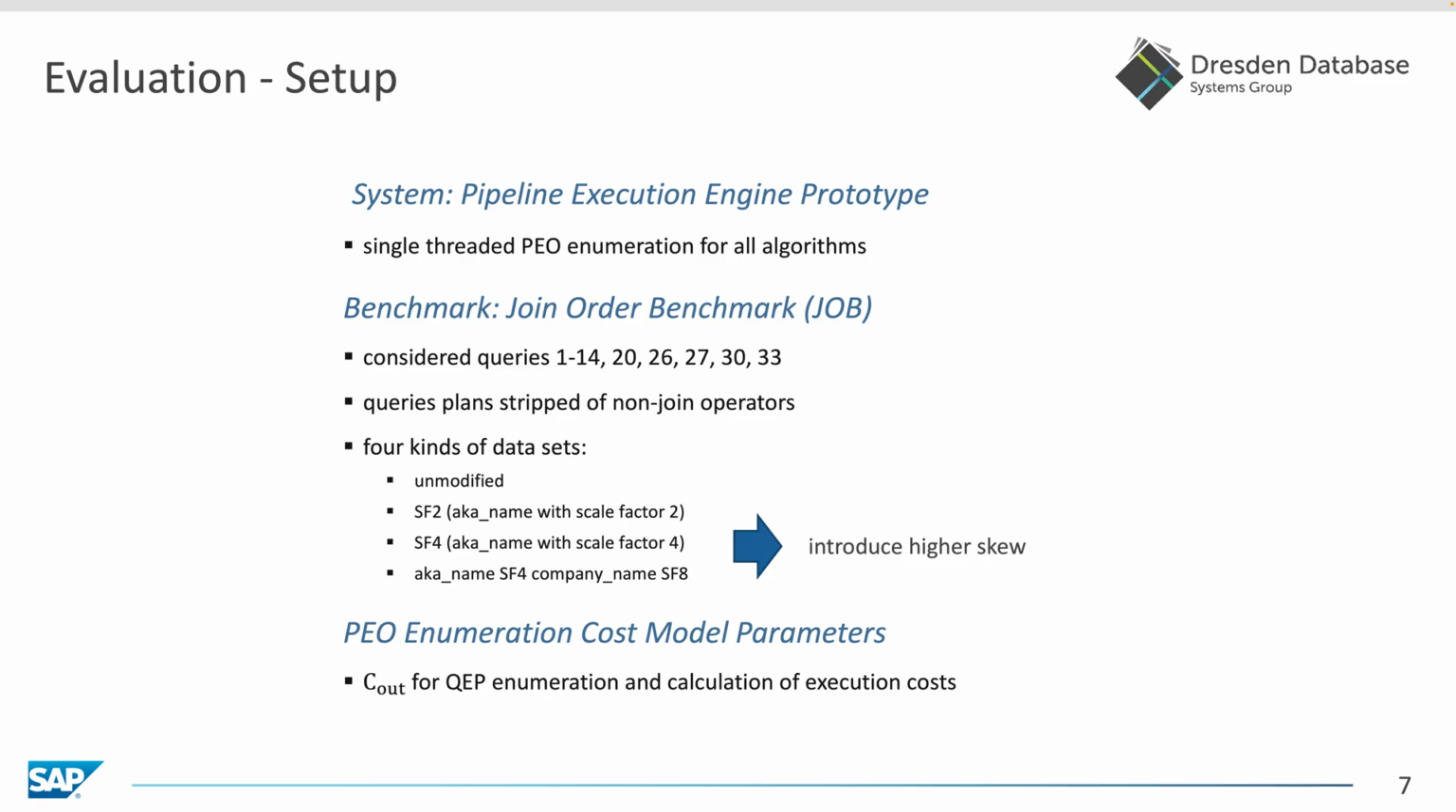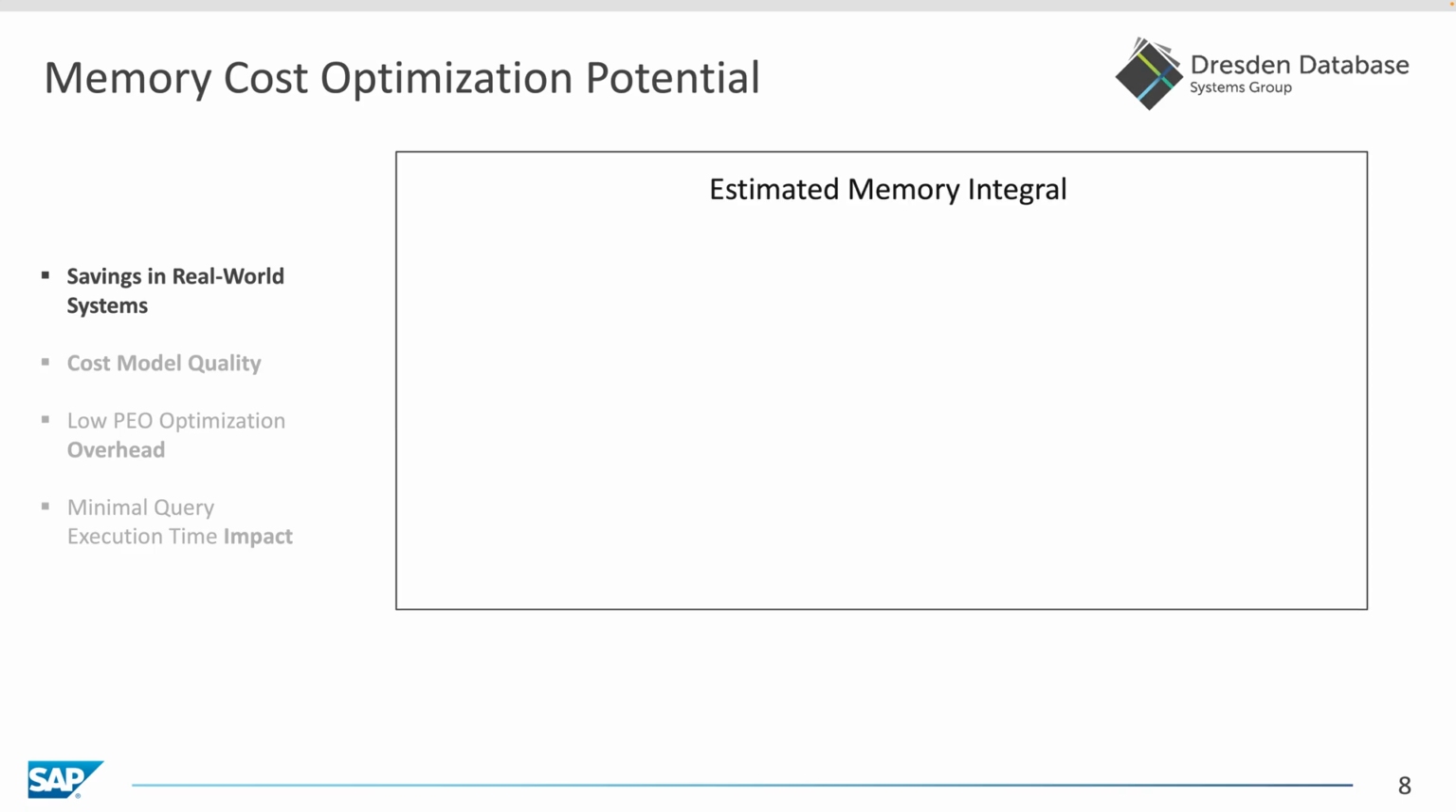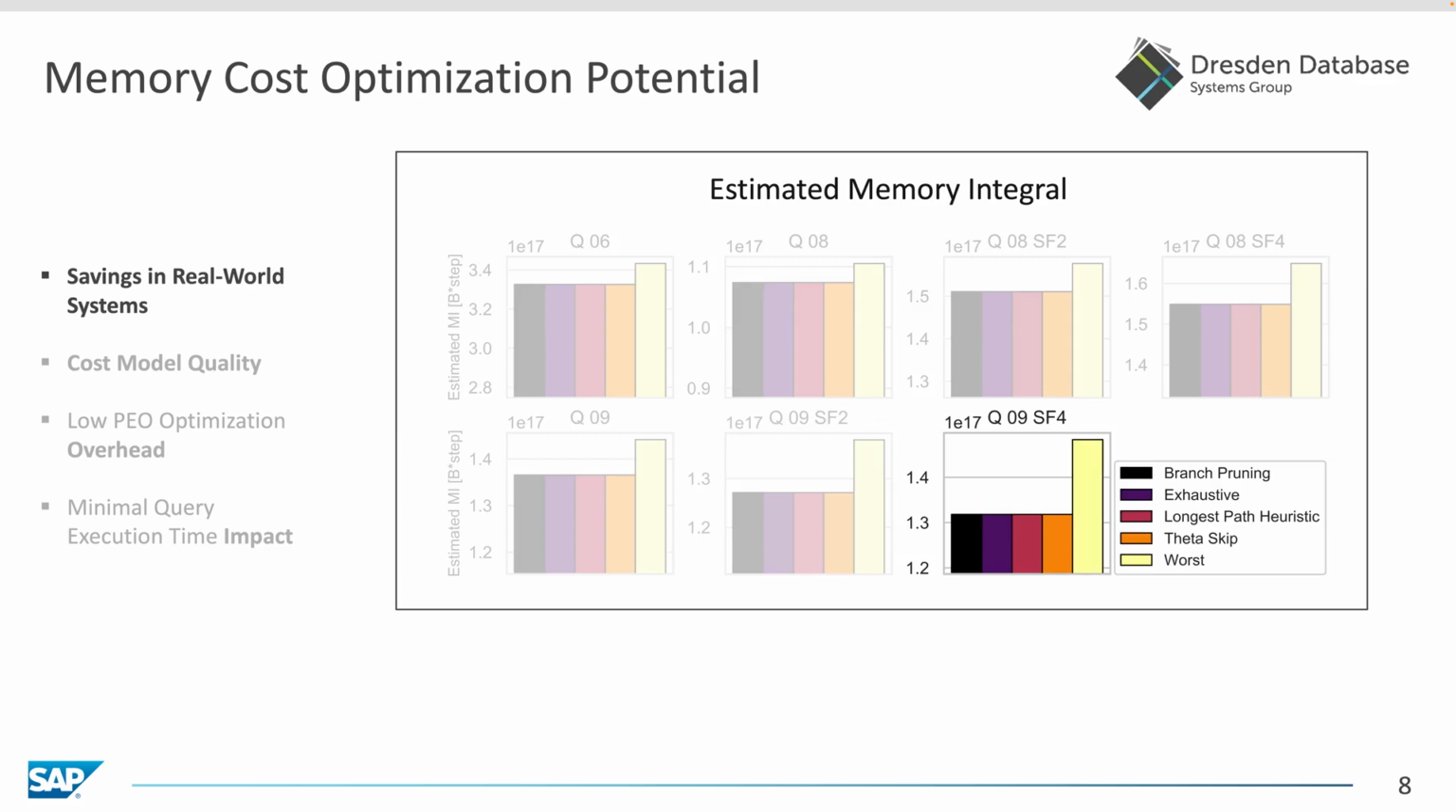Now, regarding the experiments that we wanted to execute, we first wanted to show the memory cost optimization potential in order to see that there are real savings that we can obtain in real-world systems according to estimation. So first off, we will plot the estimated memory integral of the individual PEOs. And for this, we will now focus on query 9 of the join order benchmark with the SF4 data set. And each of the graphs otherwise represents also one query with one particular data set.